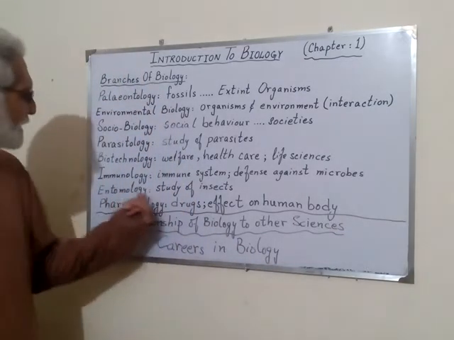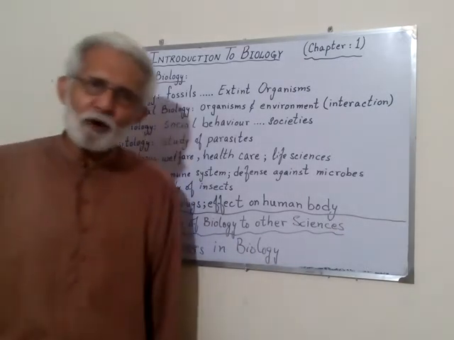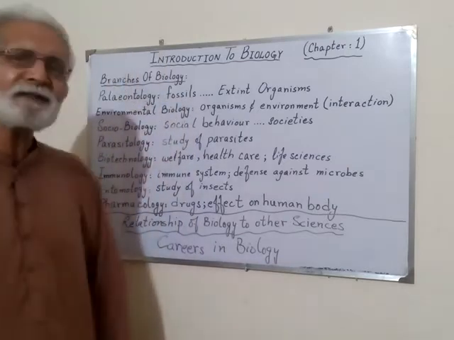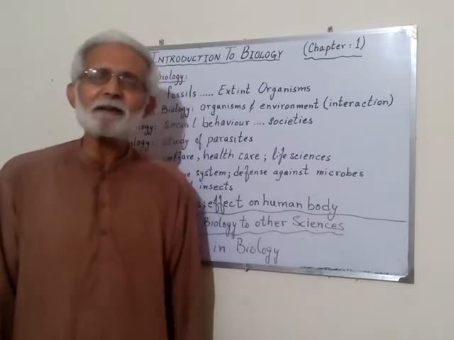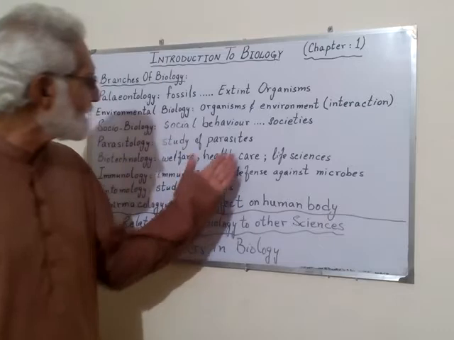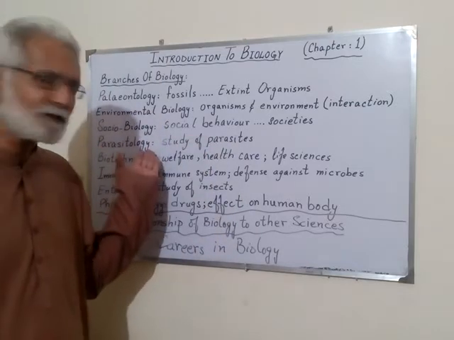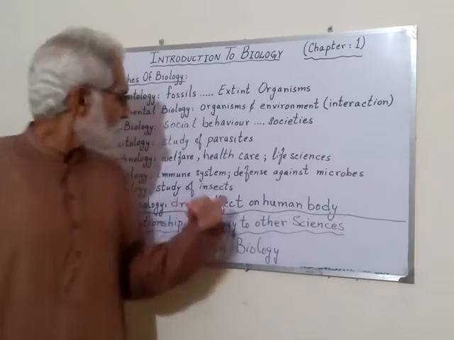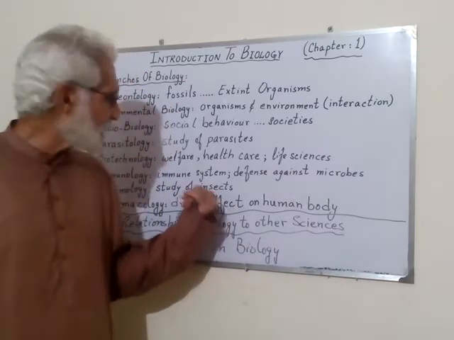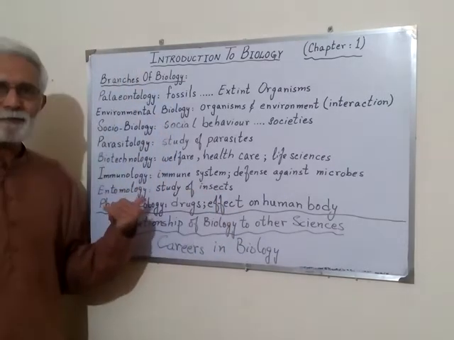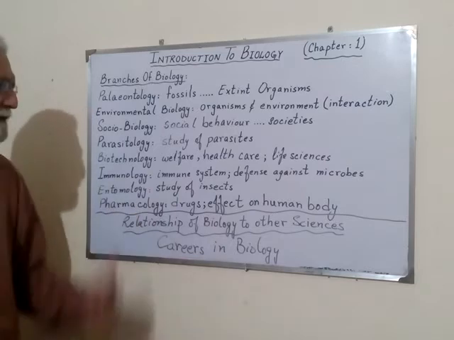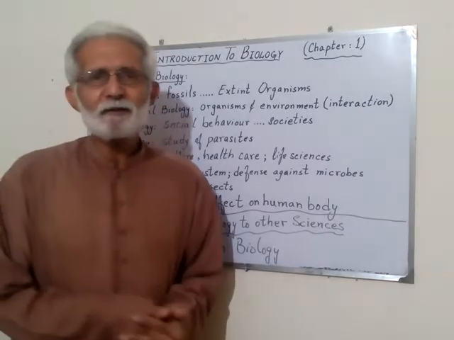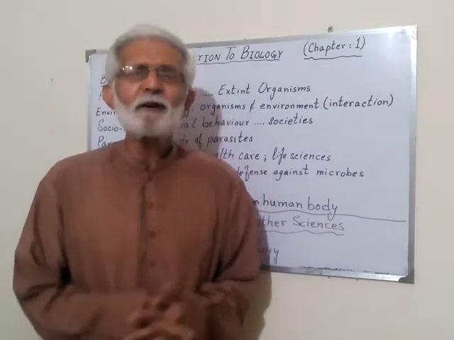Then comes entomology. When we say entomology, it is the study of insects. The study of parasites is parasitology, because parasites are not visible with the naked eye, but insects we can see. So the study of insects is called entomology. Then pharmacology. Pharmacology, you are very familiar with the word pharmacist.